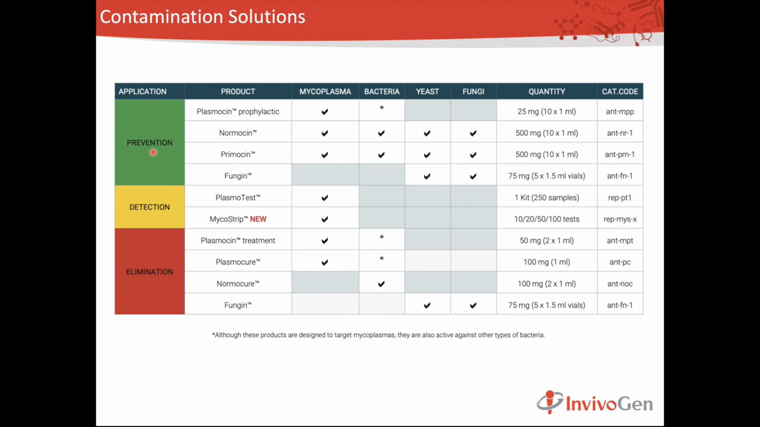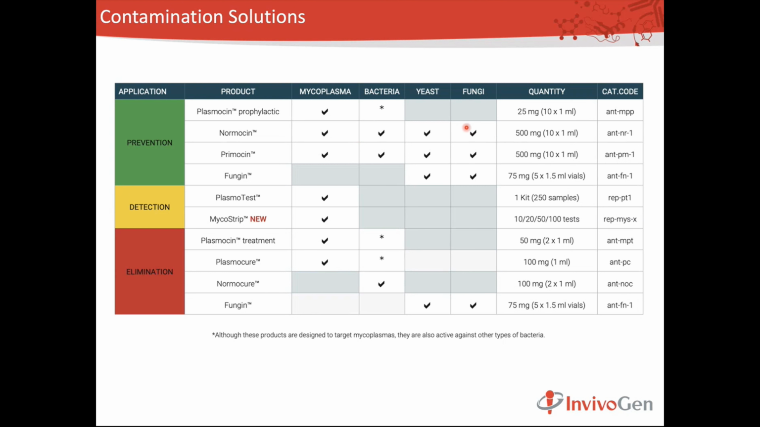First one is for prevention. Second one is for detection. And then the last one is for elimination. So I'll go through it one by one. So for prevention, as mentioned before, bacteria, yeast, and mycoplasma are the major sources of contamination. So to prevent it from happening, we have developed several tools that can prevent all of these contaminations.